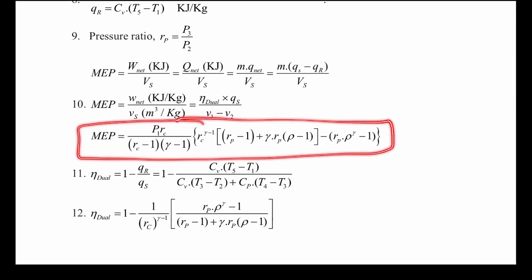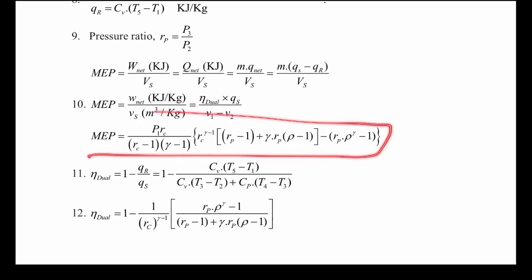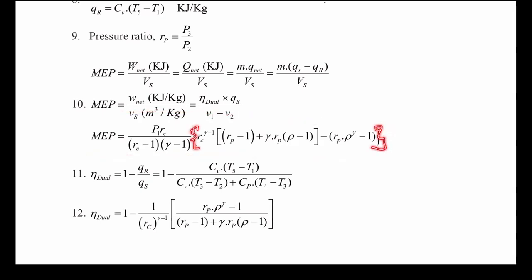You can observe we have all the values. P1 was given in the question, the compression ratio was given, gamma for air you have to assume 1.4, the pressure ratio was given, and the cutoff ratio rho was given in the question. So all values were there. If you can remember this equation, you will get the mean effective pressure in a single step. You don't have to separately find the dual cycle efficiency, QS, V1, V2. Simply substitute all the values we already had, and in one step we get the answer. But the problem with this equation is that it is very tricky. If you miss any bracket, you won't be able to match the answer.